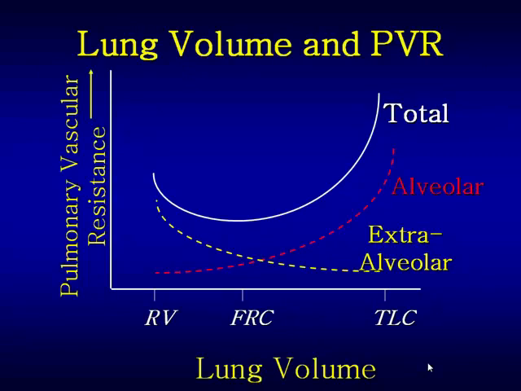Thus, a person in acute respiratory failure who's going to have small lung volumes, their pulmonary vascular resistance will fall as you increase lung volume. But a person with COPD who's hyperinflated, their pulmonary vascular resistance will fall if you decrease lung volume. So will PEEP increase or decrease pulmonary vascular resistance? The answer is yes.